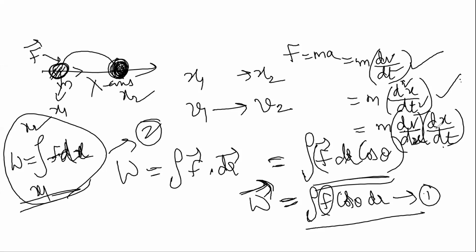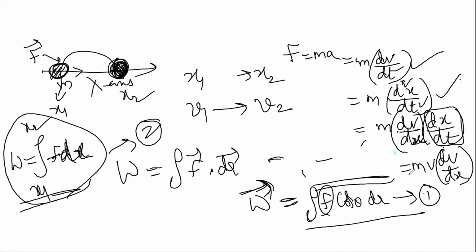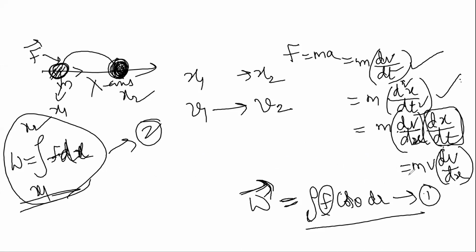So what is mv into dv by dx? I can write this as mv, because dx by dt is v. So mv into dv by dx is nothing but my force according to Newton's second law. So I'll write F is equal to mv dv by dx. Now I'll substitute this F in the second equation.